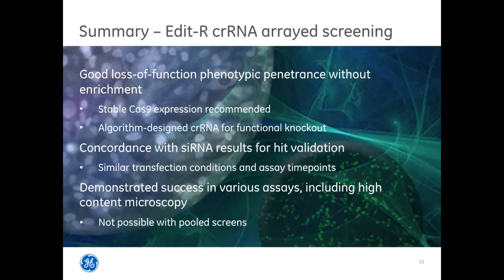I reviewed data from arrayed CRISPR RNAs used to validate hits from an siRNA screen. We saw very good concordance across the data, and since siRNA and CRISPR tracrRNA have very similar transfection conditions and in our hands had very similar assay time points, there really shouldn't be a high barrier to entry for this method if you're looking to adopt arrayed CRISPR RNAs. And then lastly, I showed you some snapshots of our positive control genes in multiple assays, including a few high-content assays, to demonstrate the potential applications for arrayed screening with synthetic CRISPR RNAs that just wouldn't be possible with a pooled screening approach.